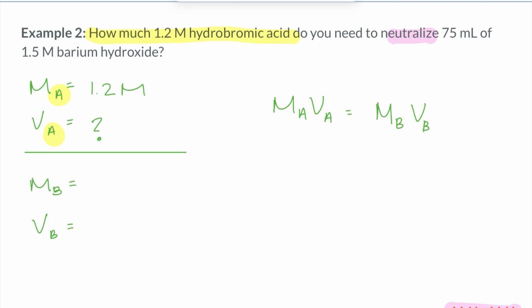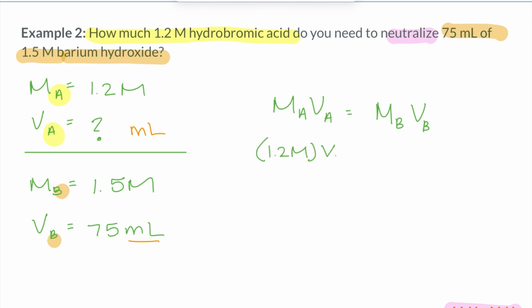Do you need to neutralize 75 milliliters of 1.5 molar barium hydroxide? Well, hydroxide is a base, and so those are going to be my molarity of the base, 1.5 molar, and 75 milliliters. Since I have milliliters for my volume unit, whatever I get out is going to also be measured in milliliters for my volume of acid. Then I'm going to plug in what I know: 1.2 molar, I'm looking for the volume of acid, and I was given 1.5 molar for the concentration of my base and 75 milliliters.